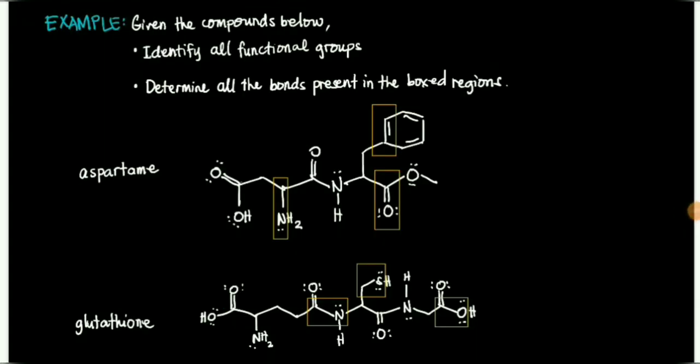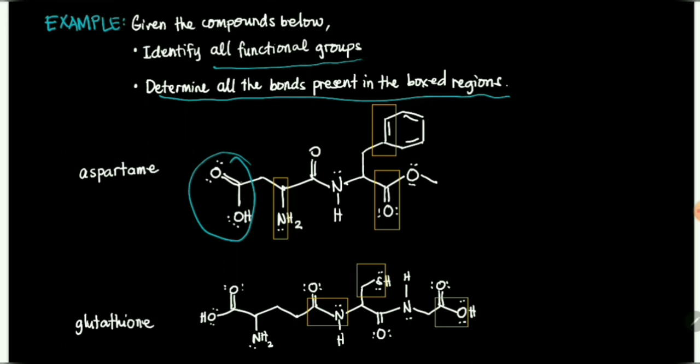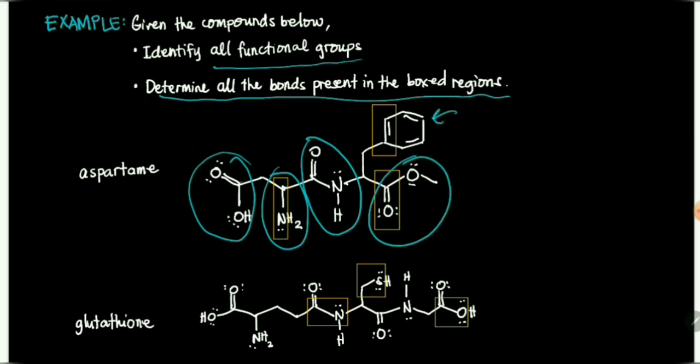So here we have some examples. So ang gagawin daw natin, i-identify natin yung functional groups, tapos i-determine natin yung bonds present sa mga boxed regions. Okay? So for aspartame, let's identify some functional groups. So meron tayong carboxylic acid, okay? And then meron tayong amine, and then we have an amide, and then an ester, okay? And then we have the aromatic compound. So this is carboxylic acid, and then this is amine, and then amide, and then ester. Okay? And then this is an aromatic ring. Aromatic group. Okay, lagyan lang natin. Ayan. So those are the functional groups present.